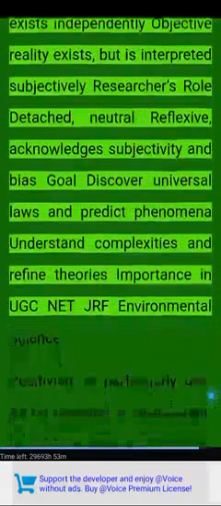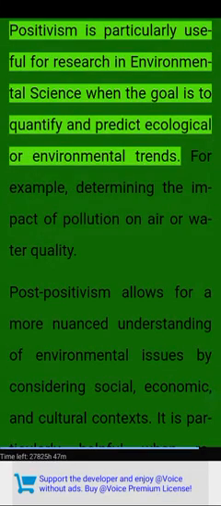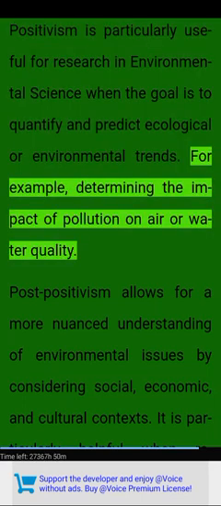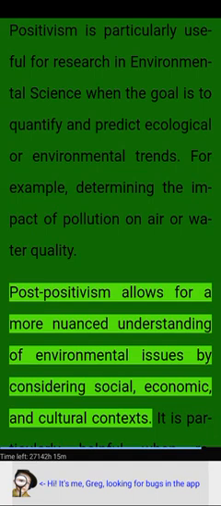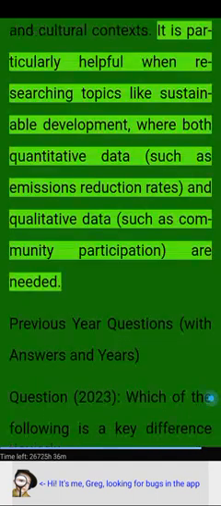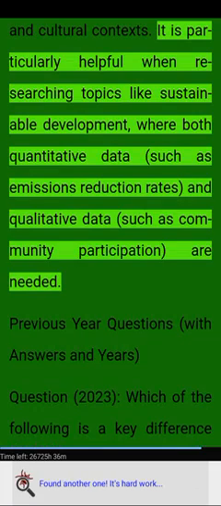Importance in UGC NET JRF environmental science. Positivism is particularly useful for research in environmental science when the goal is to quantify and predict ecological or environmental trends. For example, determining the impact of pollution on air or water quality. Post-positivism allows for a more nuanced understanding of environmental issues by considering social, economic, and cultural contexts. It is particularly helpful when researching topics like sustainable development, where both quantitative data, such as emissions reduction rates, and qualitative data, such as community participation, are needed.